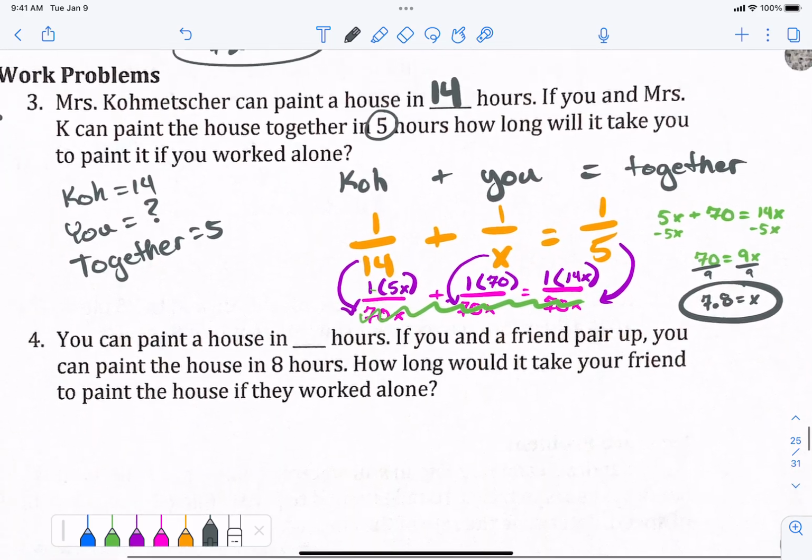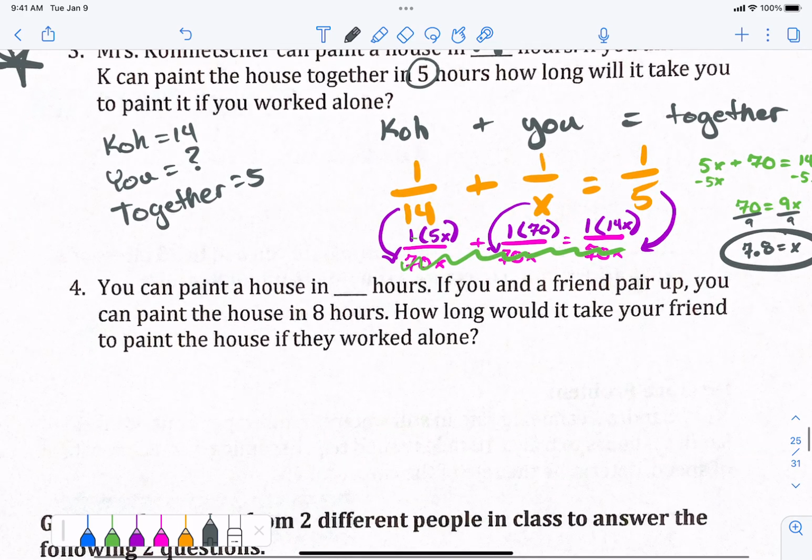Okay, so just so we're clear, number 4: you can paint a house in blank hours. This is you. If you and a friend pair up, you can paint the house in 8 hours. How long does it take your friend to paint? Just like we did the problem before, you insert your number here. So you people watching this video, you'll insert the number 24. Everybody else will insert your number there, and then solve the problem.